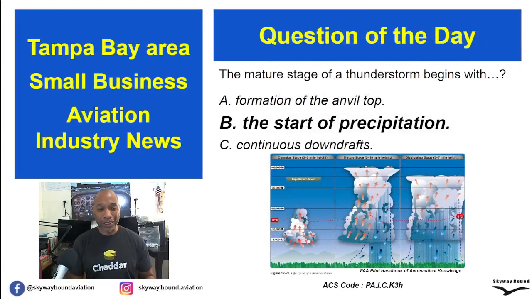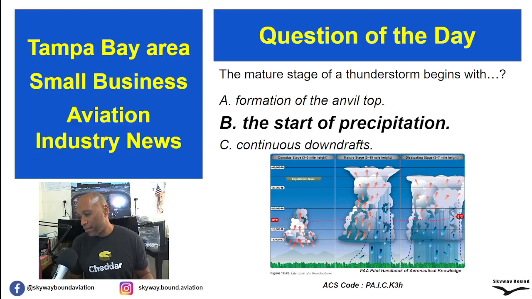Question of the day. Here's your answer. The mature stage of a thunderstorm begins with A, a formation of the anvil top, B, the start of precipitation, or C, continuous downdrafts. And the survey says, it's right there on your screen, the start of precipitation. And you can go to the Pilot Handbook of Aeronautical Knowledge and the Aviation Weather Handbook. I will put the links to those two documents in the description.